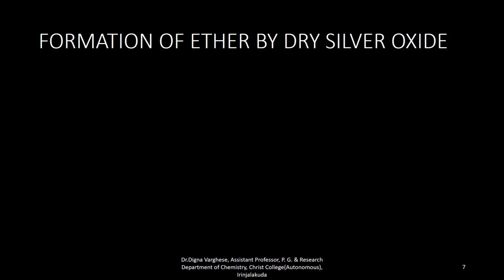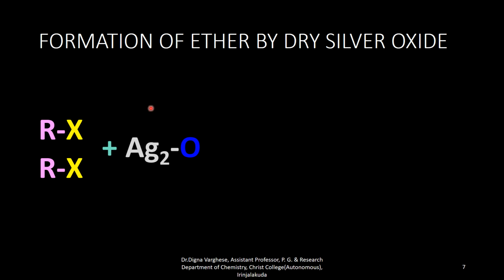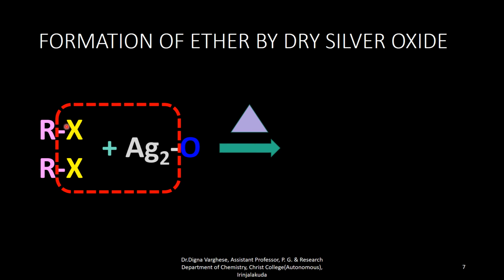Formation of ether by dry silver oxide. There is another method for the formation of ether by using the reagent dry silver oxide. Here you can see an alkyl halide reacts with dry silver oxide. Its formula is Ag2O, and on heating, by the elimination of two silver halide, it will form an ether molecule. Okay, this is a general reaction.